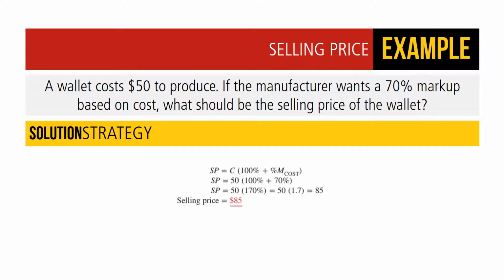Take a look at an example. A wallet costs $50 to produce. If the manufacturer wants a 70% markup based on cost, what should the selling price of the wallet be? Here's our solution strategy. Remember, selling price equals cost times 100% plus the percentage markup based on cost. So the selling price, in this case, is equal to $50, or the cost, times 100% plus 70%, that desired markup based on cost. So selling price equals 50 times 170%, which equals 50 times 1.7. That gives us a total of $85 in a selling price.